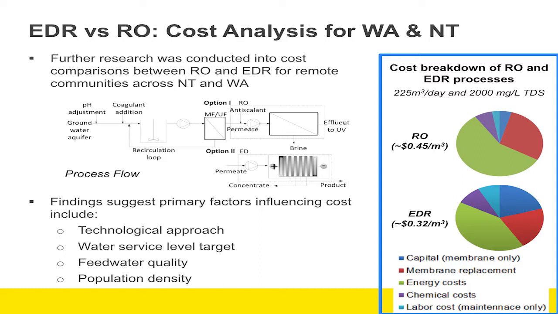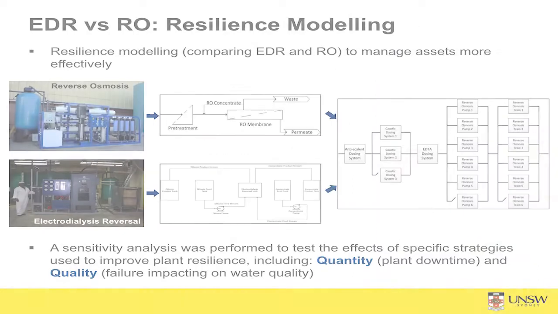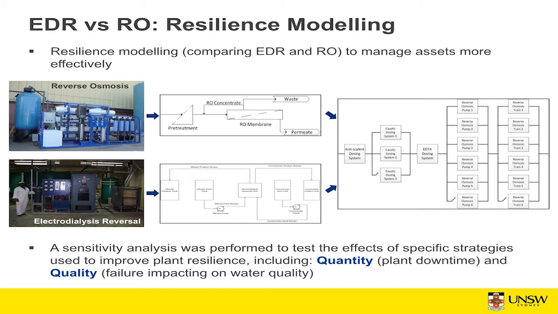We also did some further work on costing analysis, this time resilience modelling, where we look to manage the assets of EDR and RO more effectively. Without going into the details of the method, essentially it draws upon historical data from water treatment plants and their susceptibility to failure and the reasons for those failures. And then we perform a sensitivity analysis on some key scenarios that we impose on the system. And we assess that sensitivity based on two key outcomes: quantity, so the amount of plant downtime, and quality, so what happens to the water quality during those downtime periods. Is it compromised?